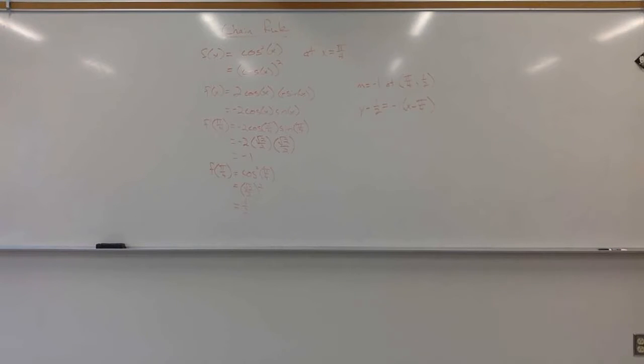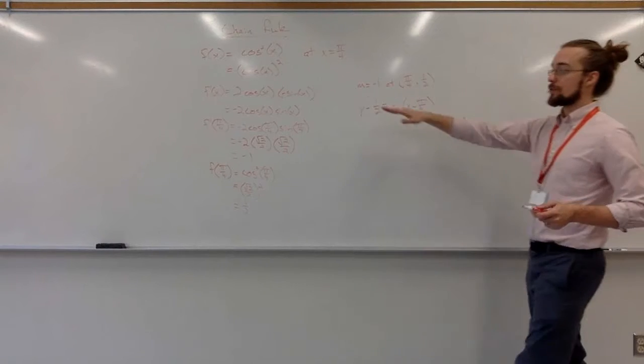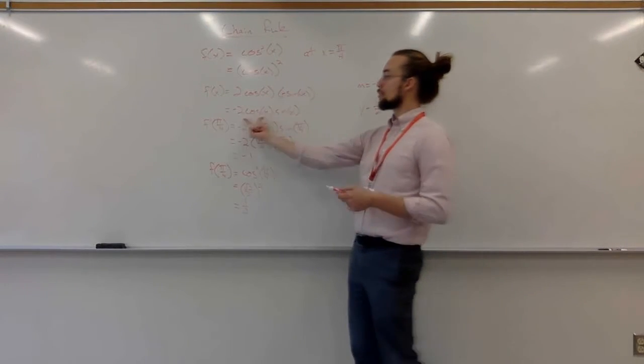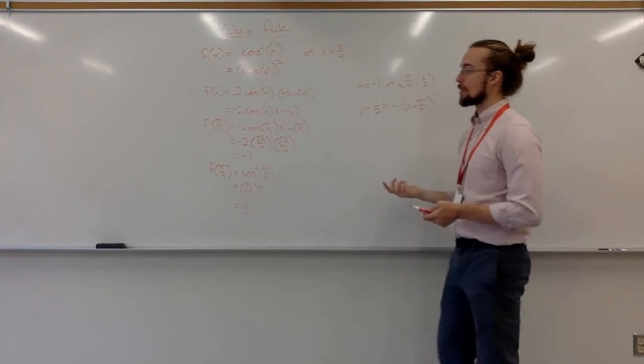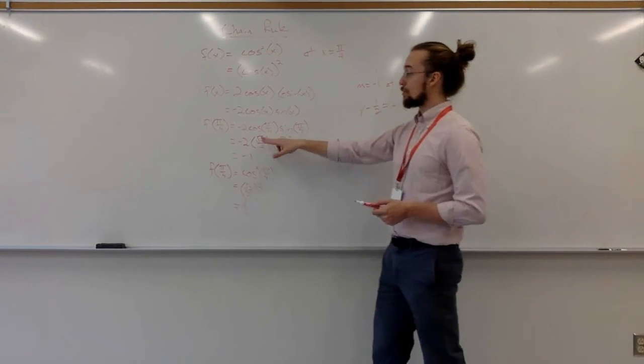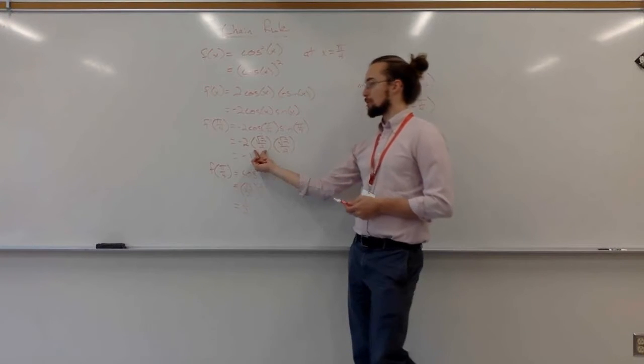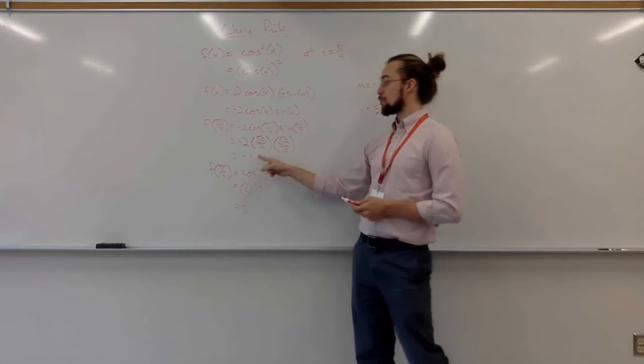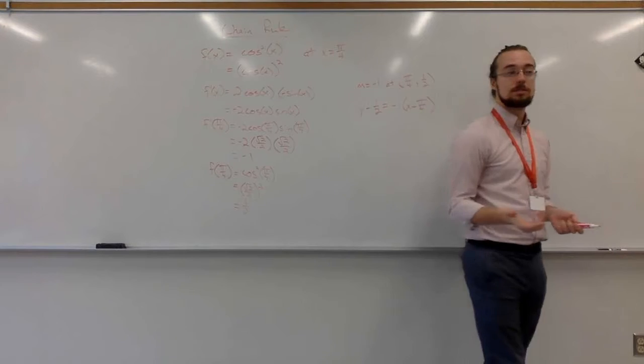So I got -1 for my slope. If I took the derivative using chain rule, I got -2 times the cosine of x times the sine of x. Then plugging in pi over 4, I got -2 times the square root of 2 over 2 times the square root of 2 over 2, which is just -1.